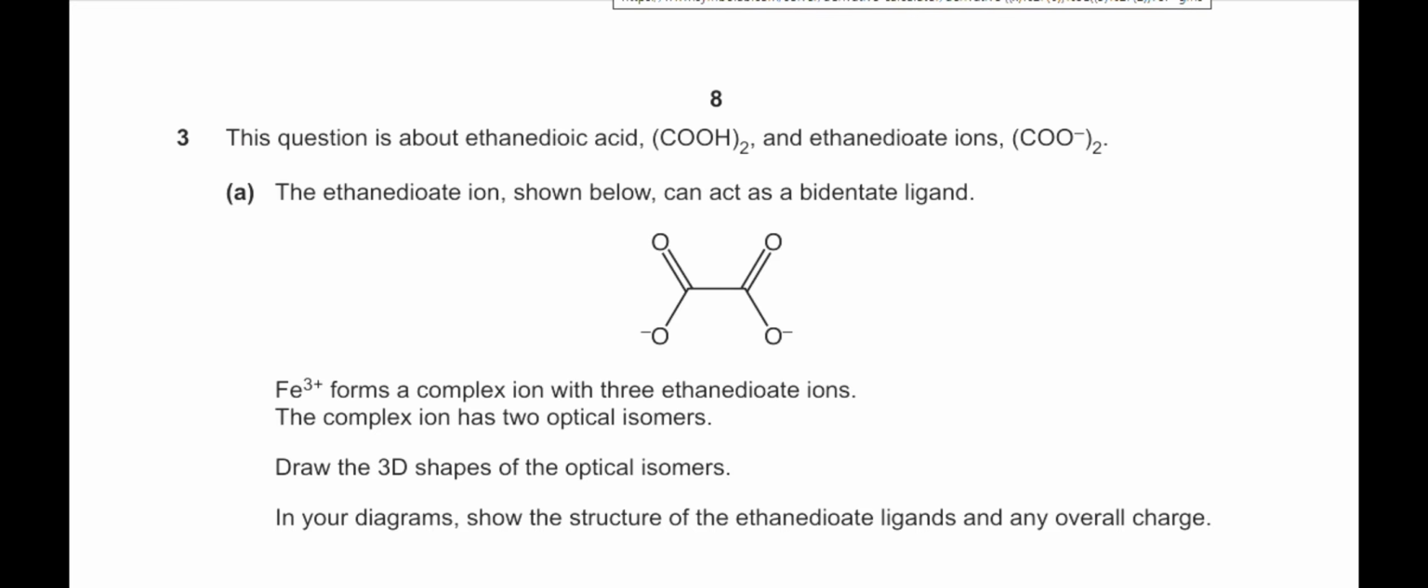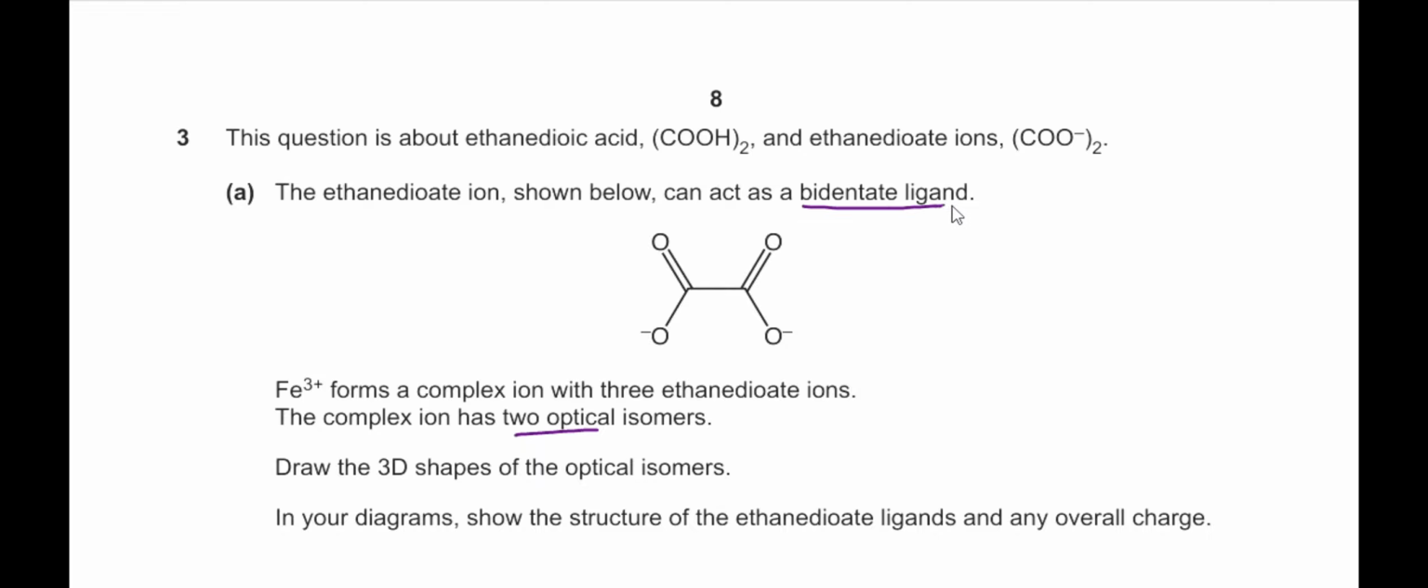This question is about ethane dioic acid and ethane dioate ions, (COO)2 2-. The ethane dioate ion shown below can act as a bidentate ligand. Fe3+ forms a complex ion with 3 ethane dioate ions. The complex ion has 2 optical isomers. Draw the 3D shapes of the 2 optical isomers, and in your diagrams show the structure of the ethane dioate ligands and any overall charge.